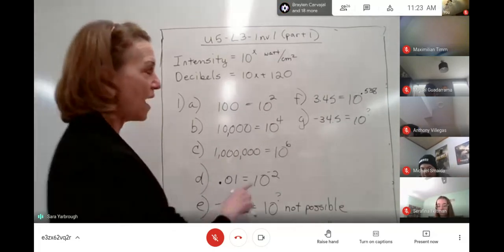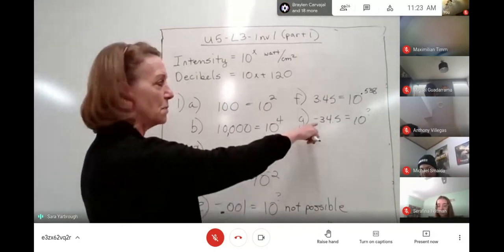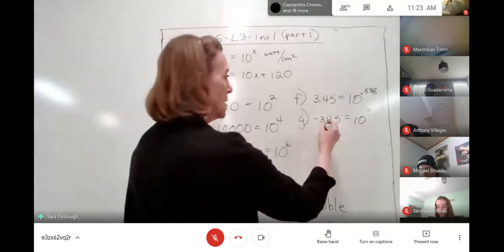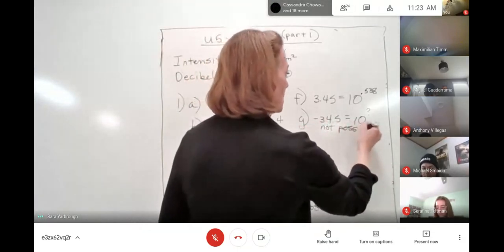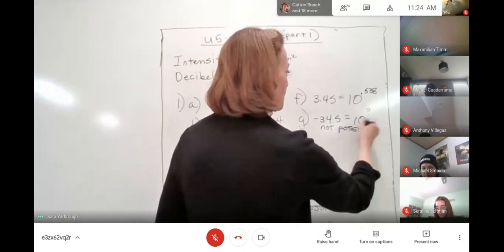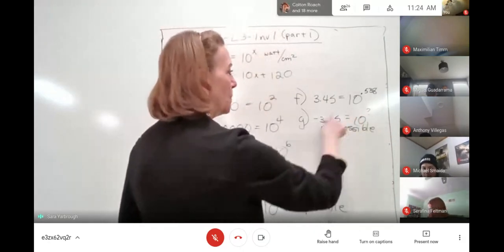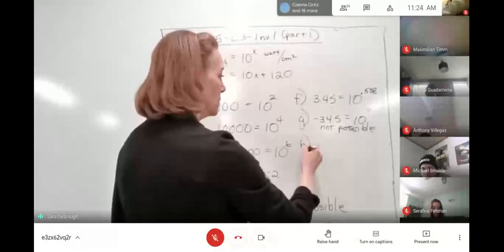See, remember that graph of 10 to the x? It never goes below the x-axis, okay? So this is not possible. You can't raise 10 to a power and get a negative number.